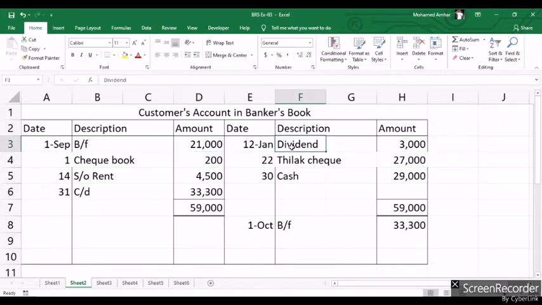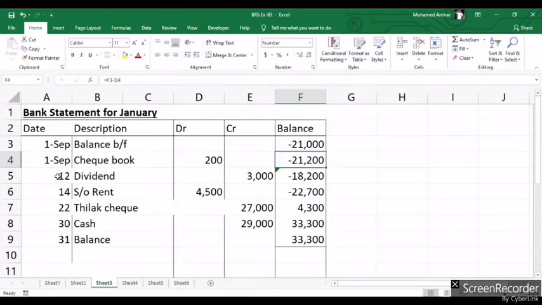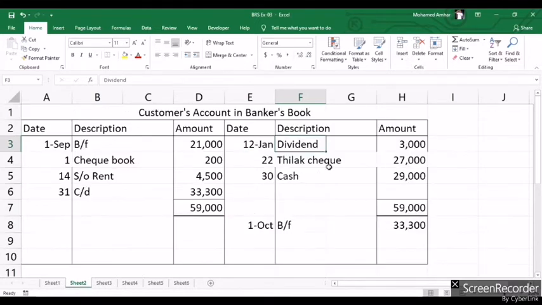Next date is 12. What has happened? Dividend received 3,000. So that should be shown on the 12th as dividend. It's a credit entry. Already there is a negative balance, so by this credit entry the negative balance will decrease to 18,200.